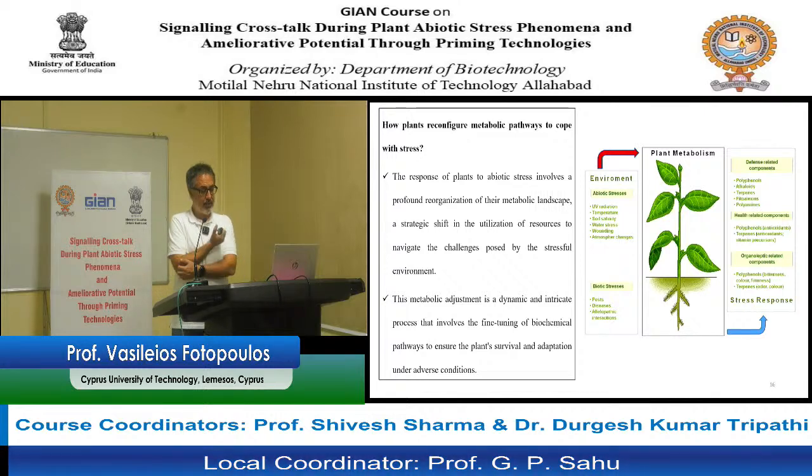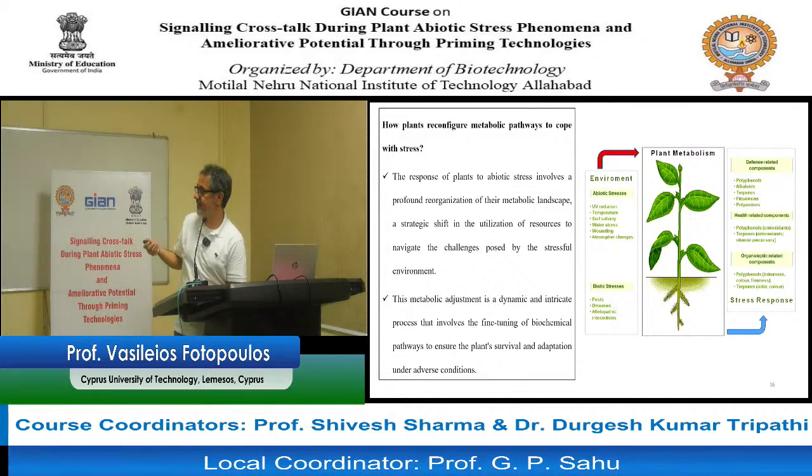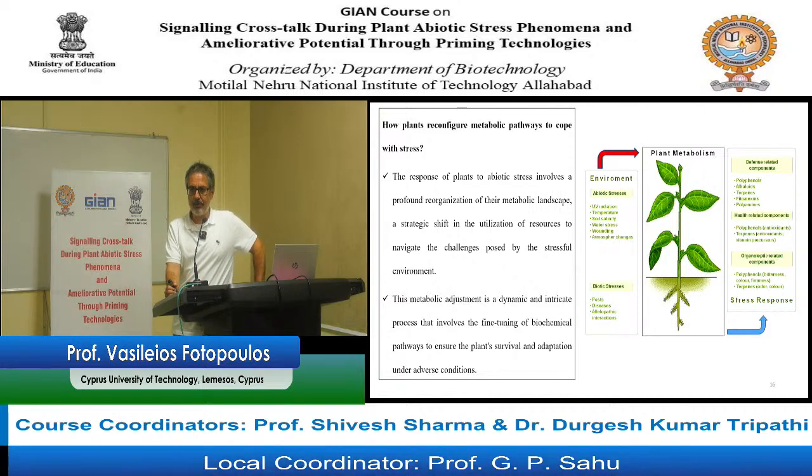So this metabolic adjustment is a dynamic and intricate process that involves the fine-tuning of biochemical pathways to ensure the plant's survival and adaptation under these stress conditions. And as you can see, it is a very diverse subject. Plant metabolism is a huge field because it covers both primary and secondary metabolism. By talking about primary metabolism, of course, we're talking about sugar production, carbohydrate production, as well as amino acid and organic acid production, which is involved for the proteinosynthesis element.